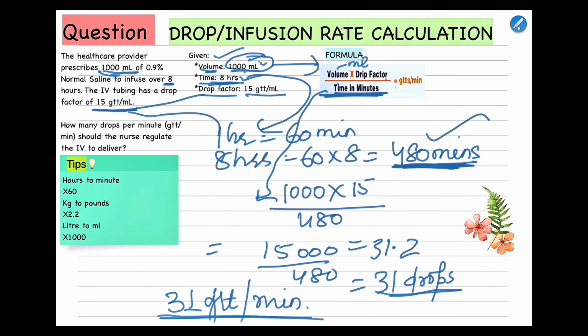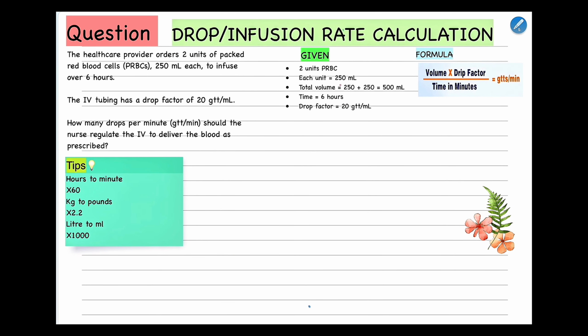Let's switch to another, tricky one. What is the question here? The healthcare provider orders 2 units of packed red blood cells, which is PRBCs, 250 ml each, to infuse over 6 hours. The IV tubing has a drop factor of 20 gutte per ml. How many drops per minute should the nurse regulate the IV to deliver the blood as prescribed?